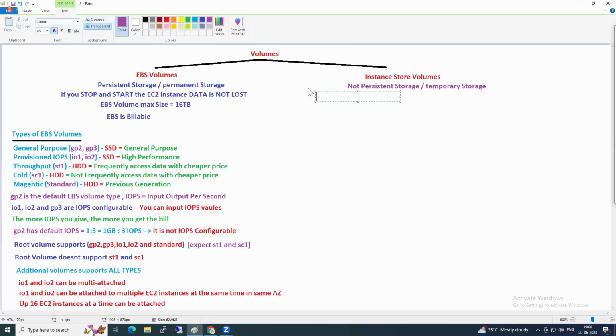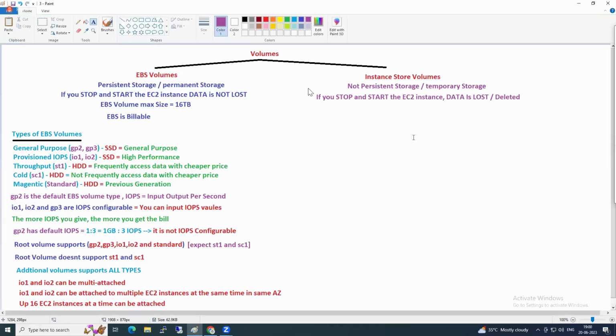So I'll write it here. If you stop and start the EC2 instance, data is lost or deleted because it is a temporary volume, correct? So do you keep very important data in these instance store volumes? No. It is temporary storage, so you can use it for temporary purposes. Can you store all your data? You can store it, no issue. But remember, if you stop and start the EC2 instance, all your data is gone.